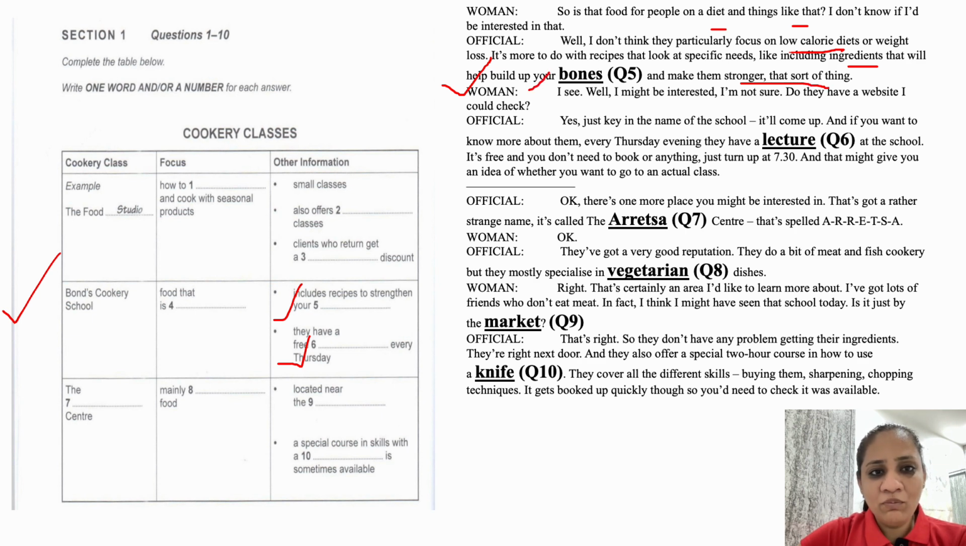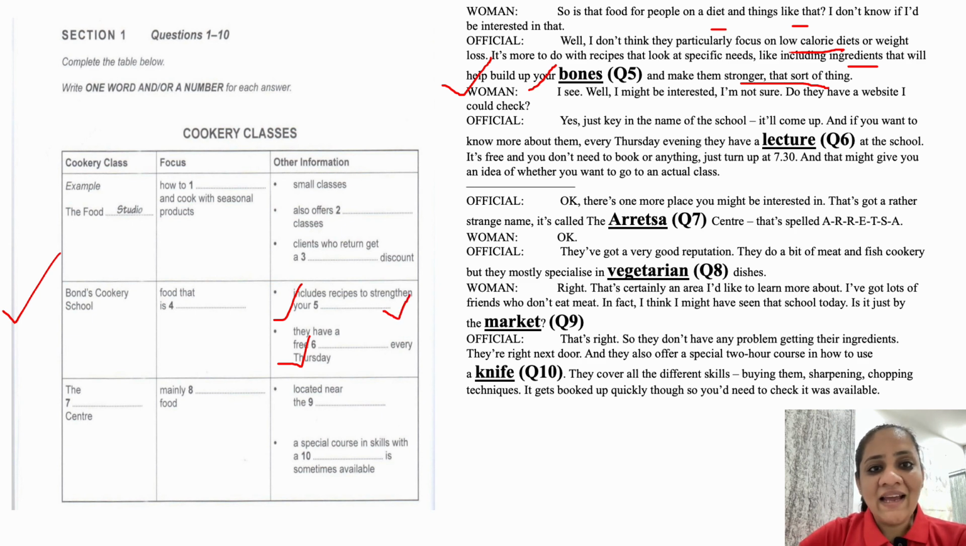So, build up your bones. Over here, we have discussed that it includes recipes to strengthen your what? Build up and strengthen are both similar words. So, strengthen your dash, build up your bones. So our fifth answer is bones. Okay, let's see the next.